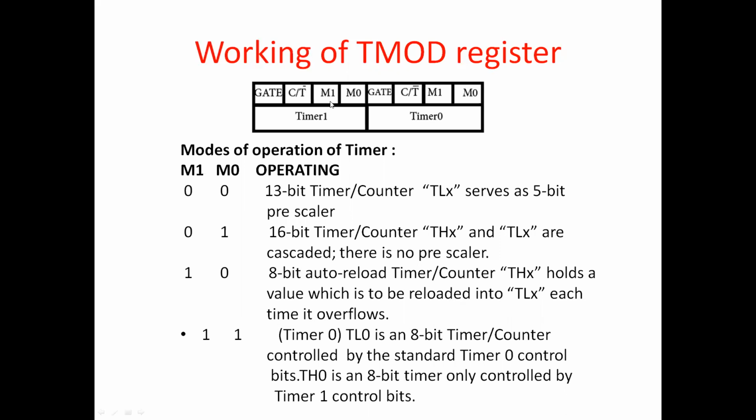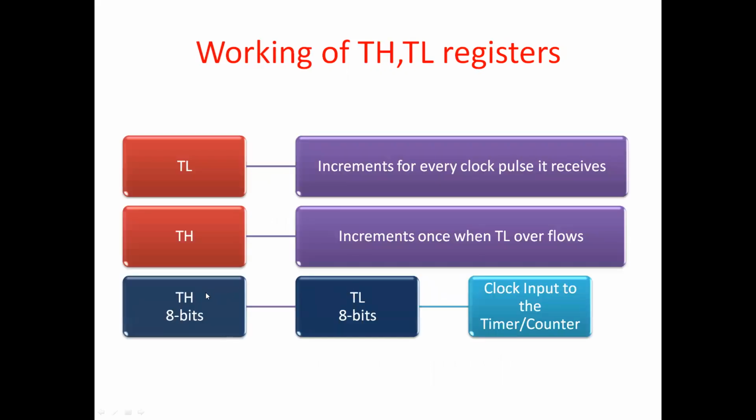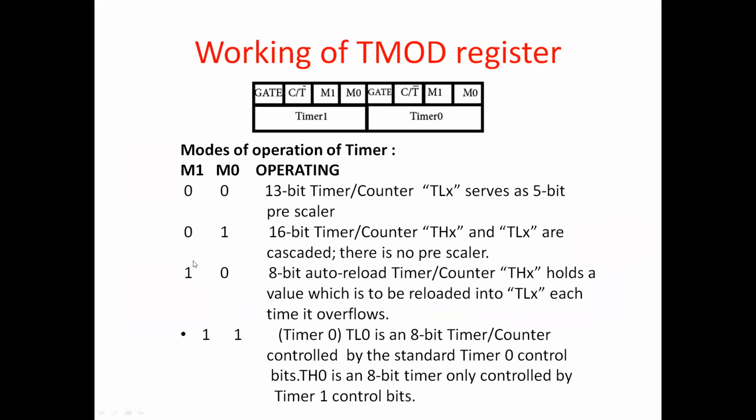And in this TMOD register, there are two more bits, M1 and M0, which decide in which mode we are operating the timer. As we have seen earlier, TH has 8 bits and TL also has 8 bits. Out of these 16 bits, how many bits you are using for counting will be decided by the modes. So there are 4 possible modes.